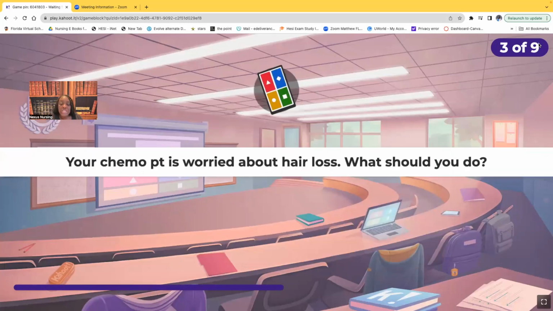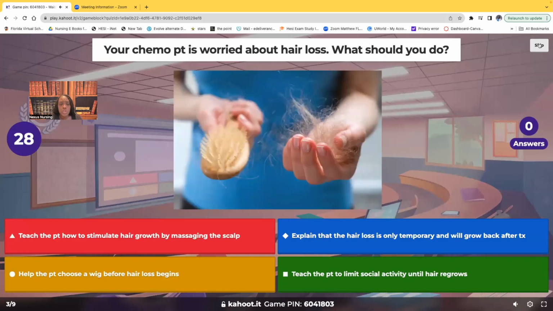Your chemo patient is worried about hair loss. What should you, as a nurse, do? Do you teach a patient how to stimulate hair growth by massaging the scalp? Do you explain that the hair loss is only temporary and will grow back after treatment? Do you help the patient to choose a wig before the hair loss begins? Or do you teach the patient to limit social activity until the hair regrows?